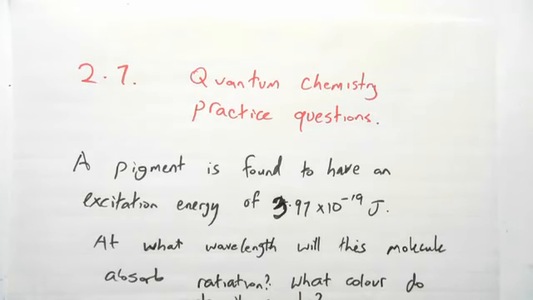Okay, so just some practice questions to do, mainly to do with the calculations for quantum chemistry, but also there's one where we get to draw something which is fun. So, for example, a pigment is found to have an excitation energy of 3.97 times 10 to the minus 19 joules. At what wavelength will this molecule absorb radiation? What colour do you expect it to be? So that's an interesting twist on it.